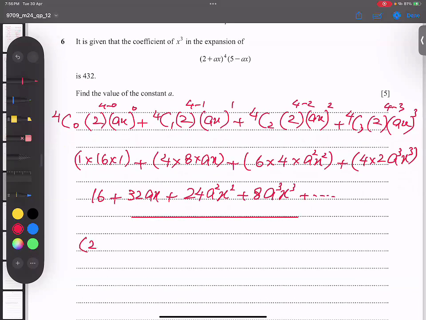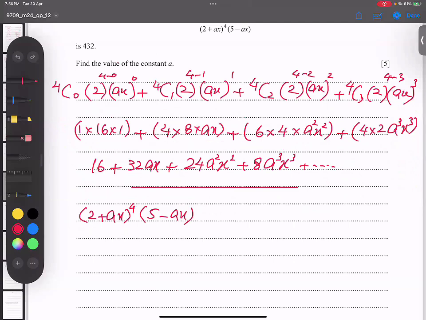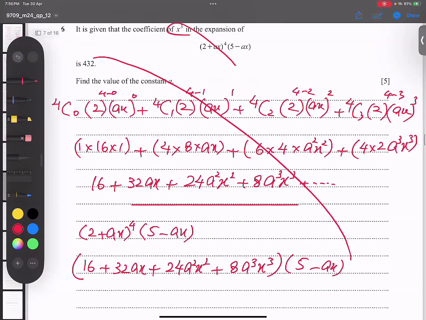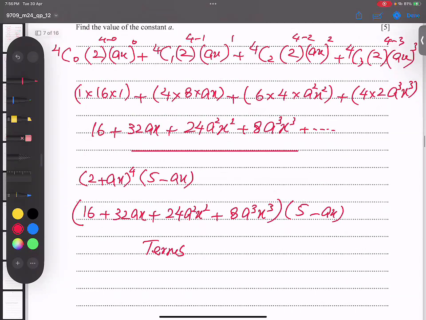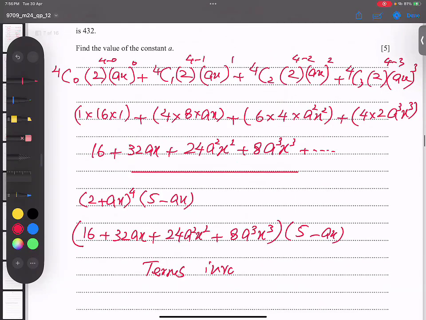Now, students, I'm going to multiply them, and you know it very well. (5 minus ax). This whole thing will come in the place of this: (16 plus 32ax plus 24a squared x squared plus 8a cube x cube) times (5 minus x). And I'm looking for the x cube coefficient. So I'm writing here terms involving x to power 3.